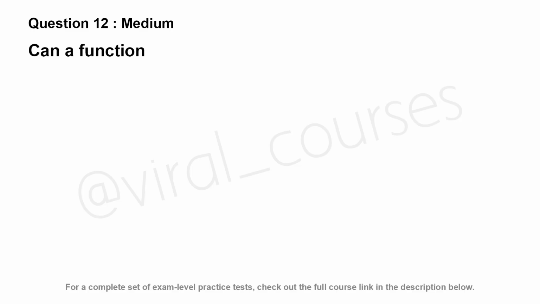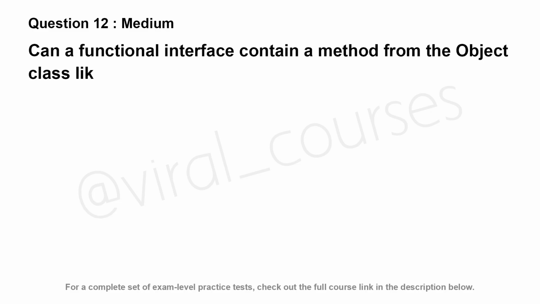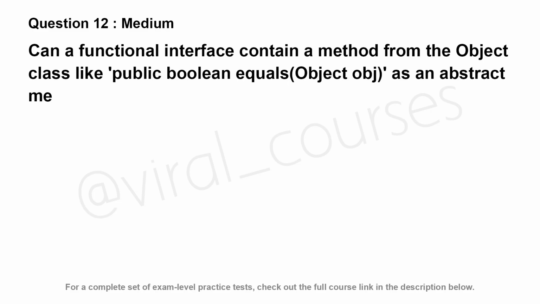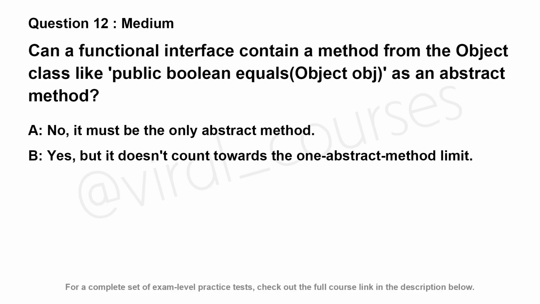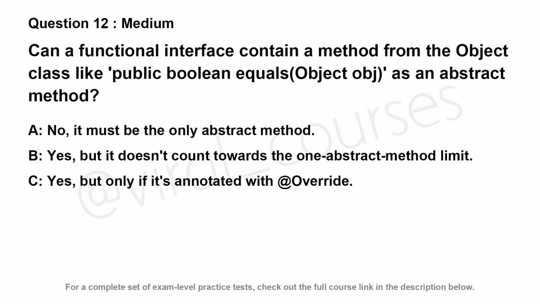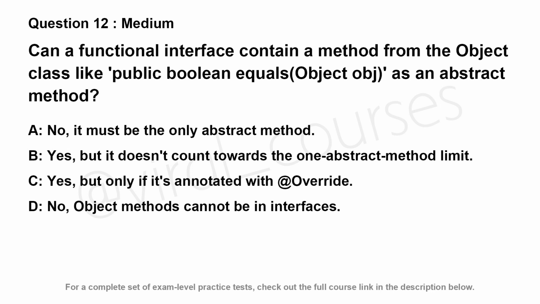Can a functional interface contain a method from the Object class, like public boolean equals(Object obj), as an abstract method? Option A. No. It must be the only abstract method. Option B. Yes. But it doesn't count towards the one abstract method limit. Option C. Yes. But only if it's annotated with @Override. Option D. No. Object methods cannot be in interfaces.